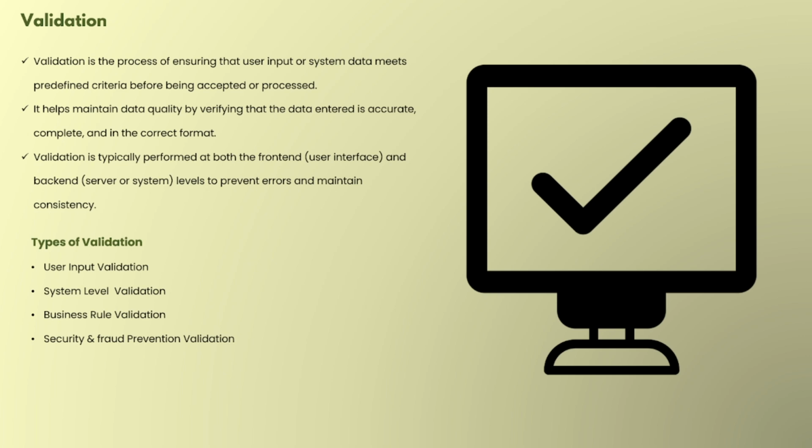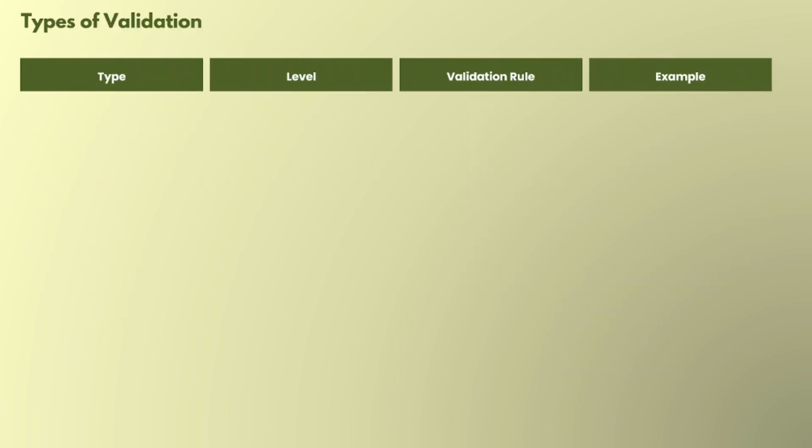So this is nothing but validation. You might be thinking it is almost similar. Yes, it has lots of similarity with error handling. So the types of validation are user input validation, system level validation, business rule validation, then security and fraud prevention validation. We will see it in a very simple way again. We'll see the type, then the level, then the validation rules which we will provide, and the example as well.